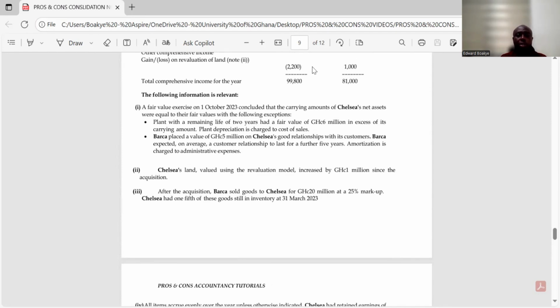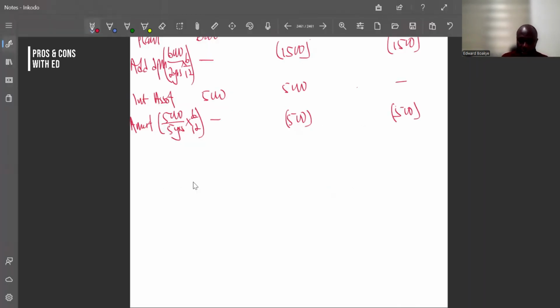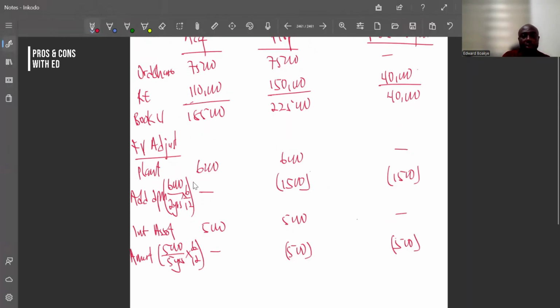But I want to use this to explain how the provision for unrealized profit will be. So let me first close the net asset schedule, then we'll come back again and look at how the provision for unrealized profit will be if, let's say, it was sold by the subsidiary. Okay.